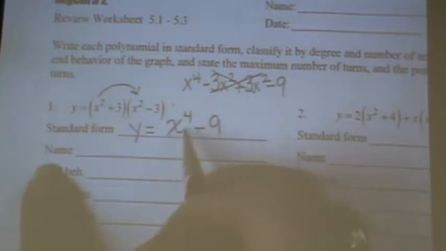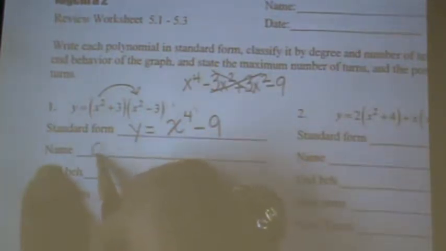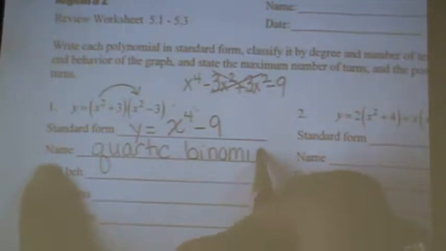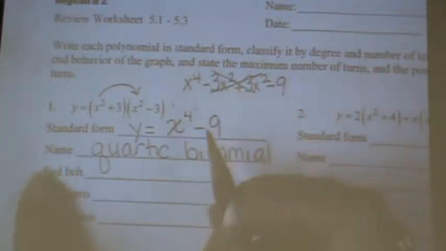So can you tell me the name of this? How many terms are there, and what is the degree? The degree tells you it's a quartic. Binomial. Yep. Binomial, because there's 2 terms. What if it's a degree of 2? What is it? Quadratic. What if it's a 3? Cubic. A 5 is a quintic, and anything over that you don't need to know.